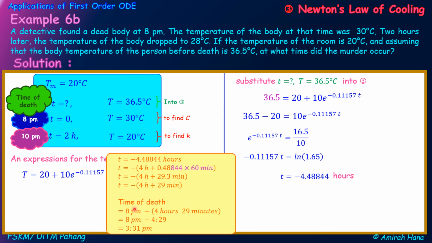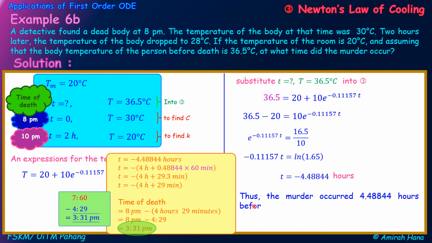Alright. So we can find the time of death. Okay, it equals 8 p.m. minus 4 hours 29 minutes, which means 8 p.m. minus 4:29. Okay, so to get this from 8 p.m., we write it in the form of 7:60. Okay, and then minus 4:29. So after we subtract, we get this. Alright.